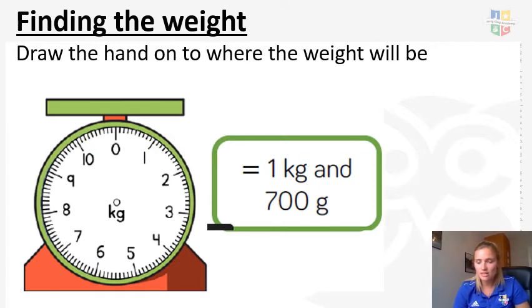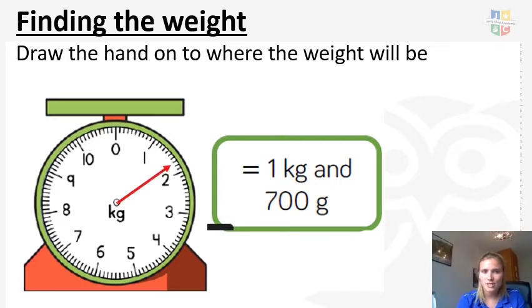So I find first of all where my whole kilogram is, so I need to go to 1, so I will move my finger to where it says 1 kilogram. Then I need to count 700 grams, so I need to count 7 little lines because each line is worth 100. And then you can draw on your arrow to the correct place. Please make sure that this is accurate, as it must be accurate, otherwise it won't be correct. So your answer should look something like mine, so that it has gone past the 1 kilogram point and it is 700 grams.